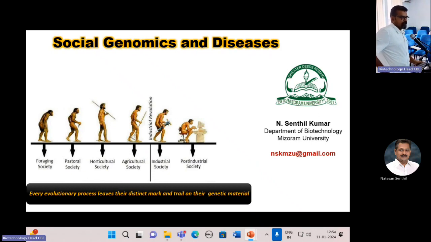Like we all know, every evolutionary process leaves its distinct mark and trail on the genetic material. Humans are also nearly 2 lakh years old. Our Homo sapiens appeared on this earth approximately 2 lakh years ago. And from there, different civilizations and different societies have shaped our genes as well, from foraging to the post-industrial society. Today, it is a knowledge society or a data-driven society. All these events have modified our genes and brought about the changes that make us what we are today.